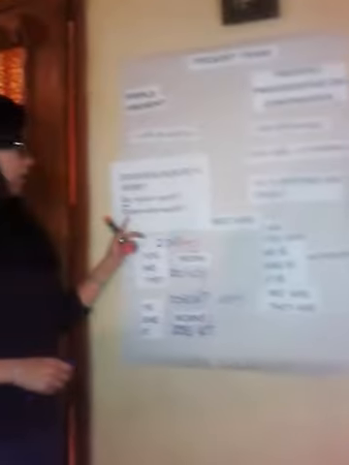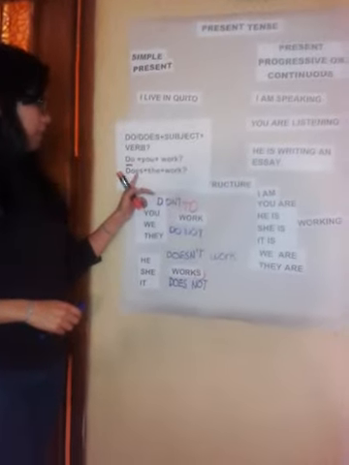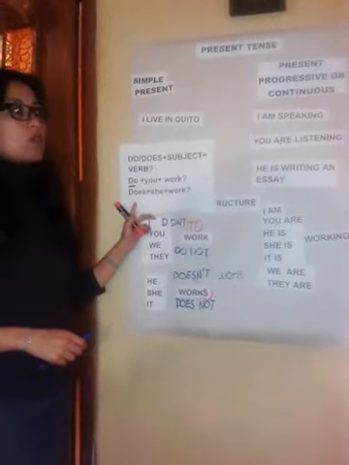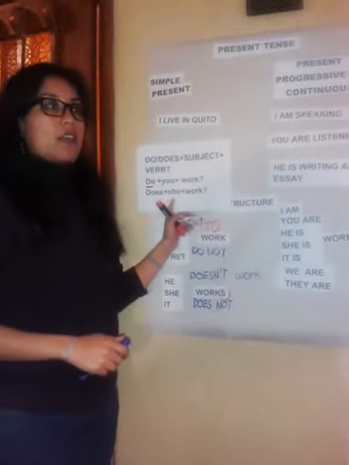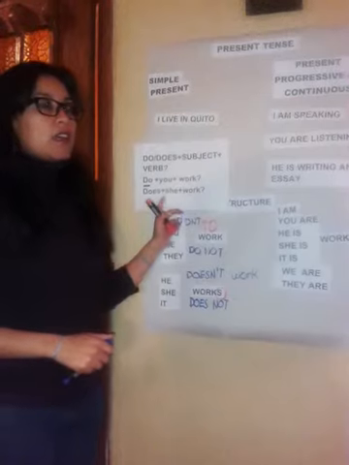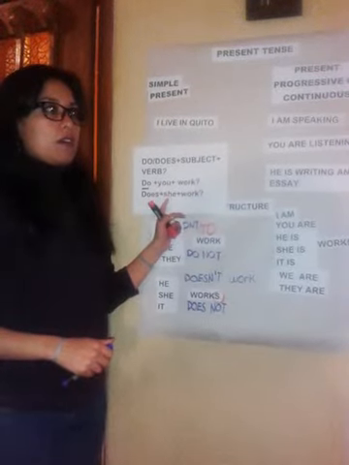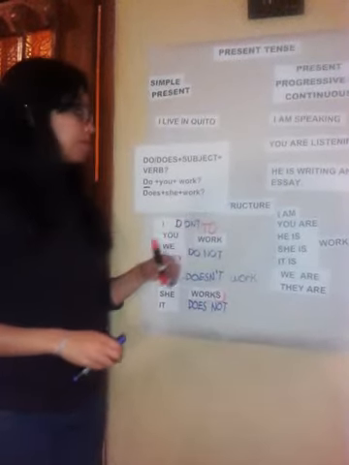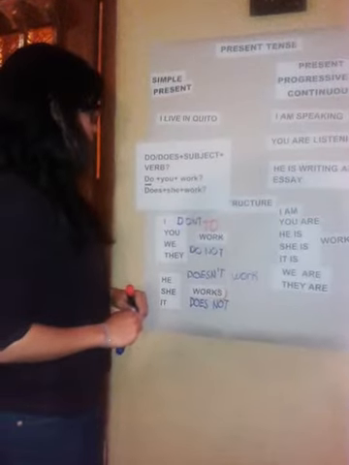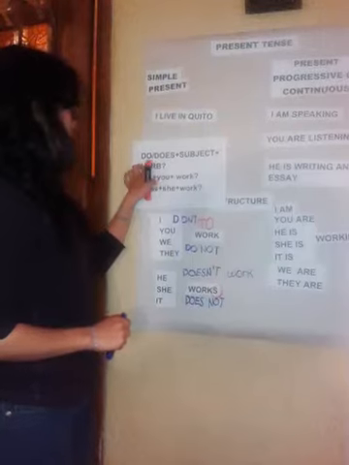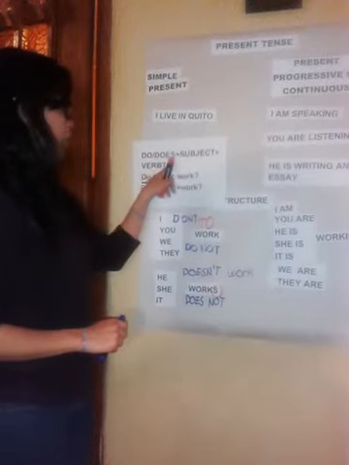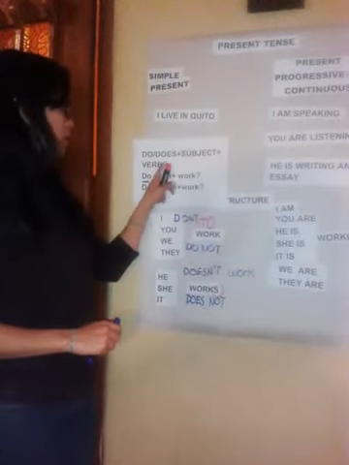And the same with the form does. Does she work, or does she play tennis? Does he drive a car, for example? So remember, the structure will be do or does plus the subject plus the verb.